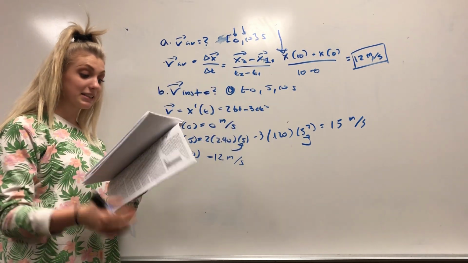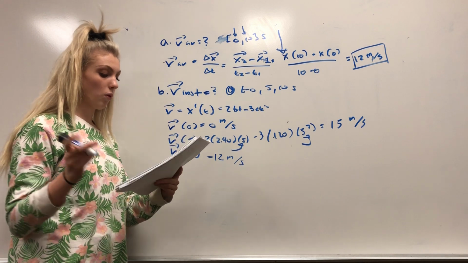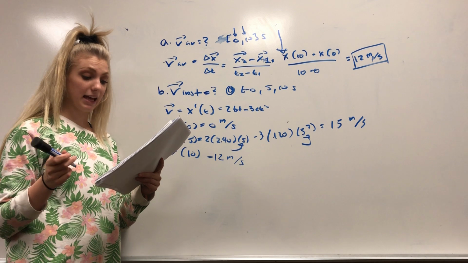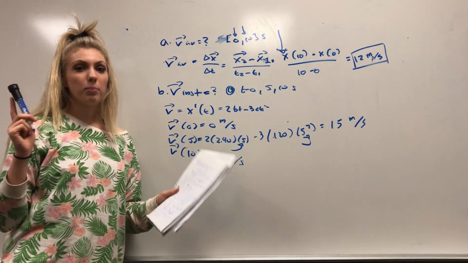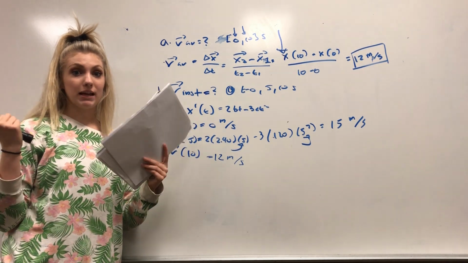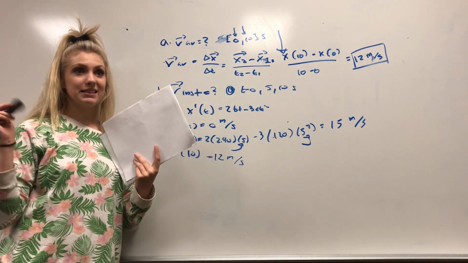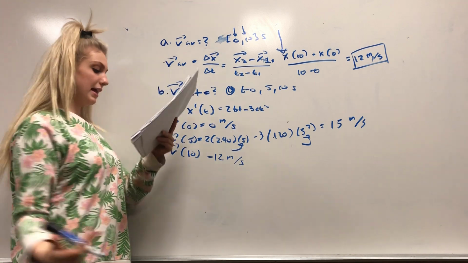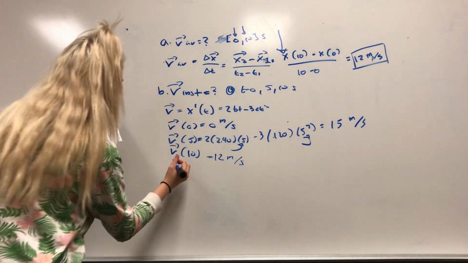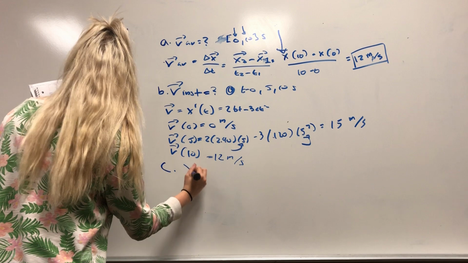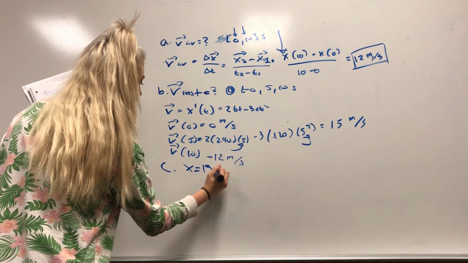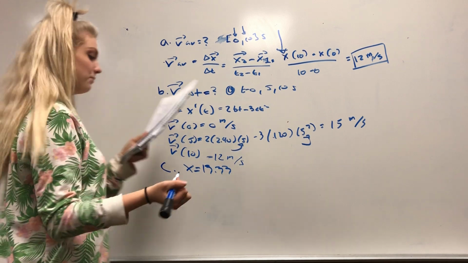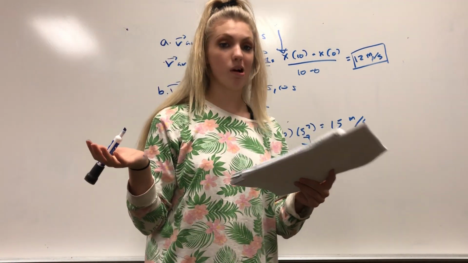And then finally, C is asking us, where does the velocity cross the axis again? And I just put in the equation on my calculator and then did second calc and then solved for zeros. And I got that it crosses the axis at x equals 13.33. All right, that is it for 2.7.